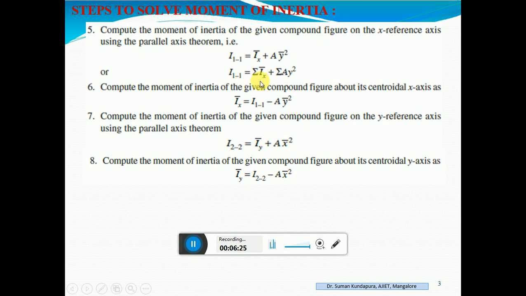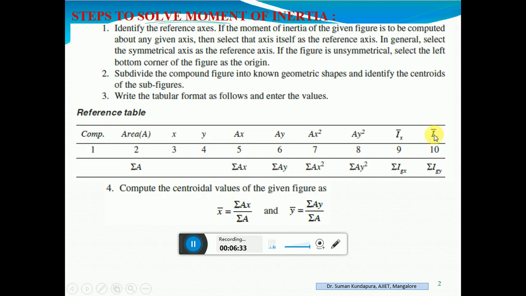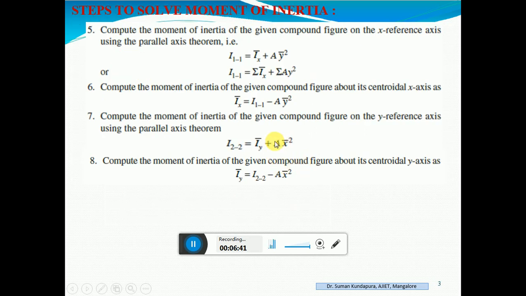So, this can also be written as I22 is equal to summation Ix bar plus summation Ay squared, where summation Ixy is this one, summation Ax squared is this one. Okay, so from there you can find out what is I22, similar to this equation I am talking about. Then after that you can find out Iy bar is equal to I22 minus A x bar squared. Okay, when you solve the problem you will understand it more clearly.